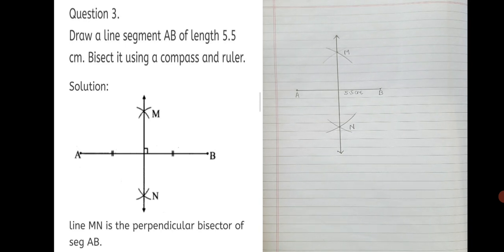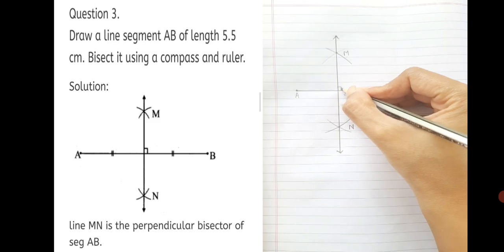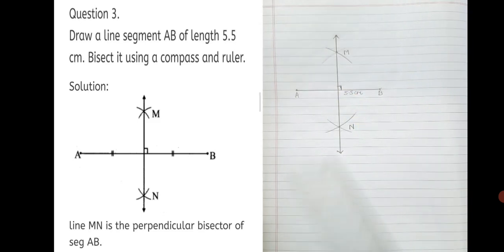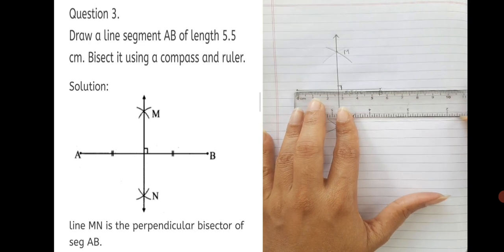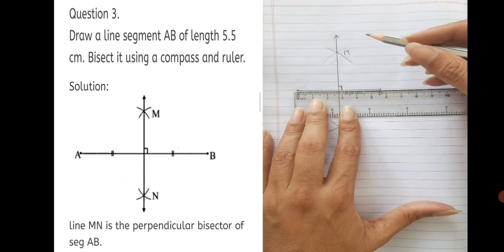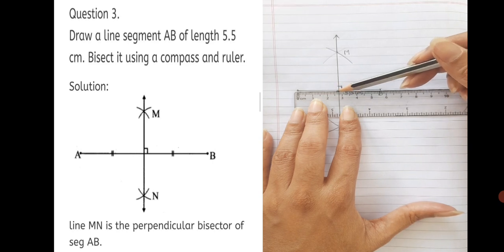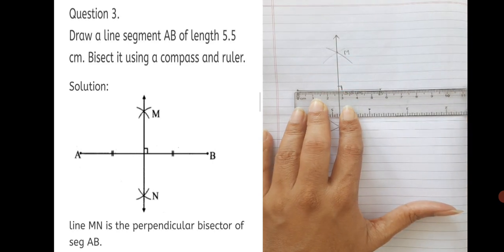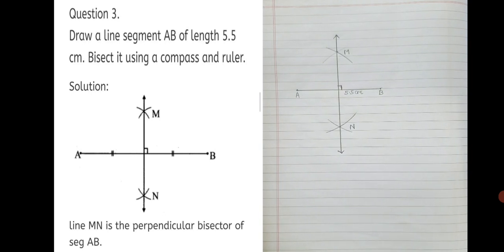It's not line AB, it's segment AB. So seg AB is bisected here. That means it's equal on both the sides of MN. You can take a scale and verify it for yourself that both the sides of line MN are equal. We had taken 5.5 total. That means somewhere between 2.7 and 2.8 will be the perpendicular line MN. Exact half of 5.5. So this way we have drawn line MN, which is the perpendicular bisector of seg AB.